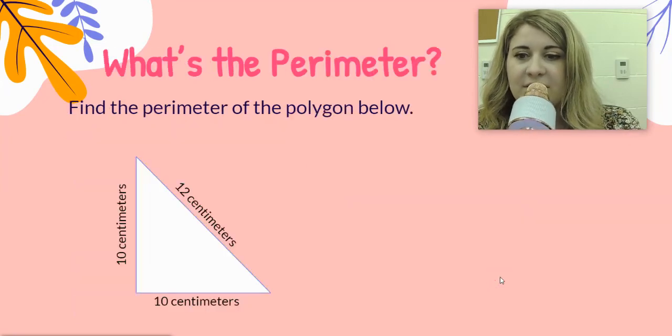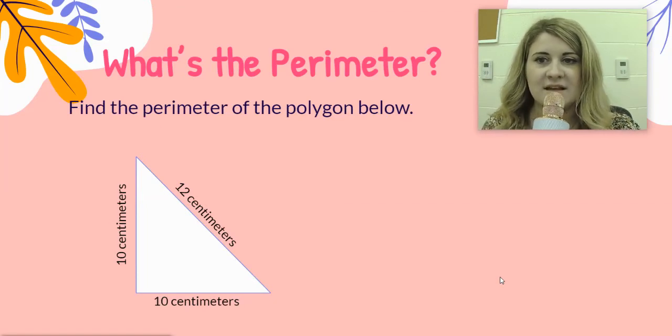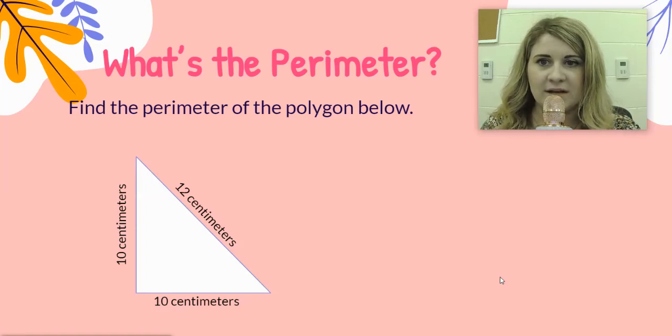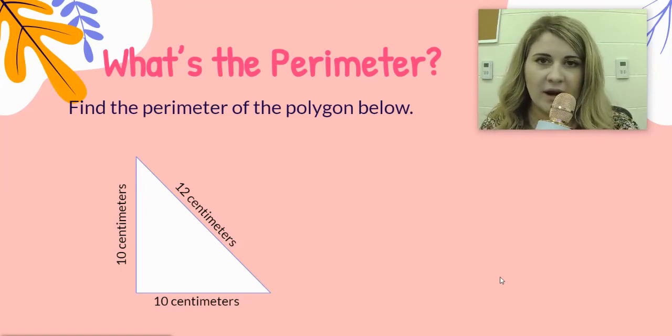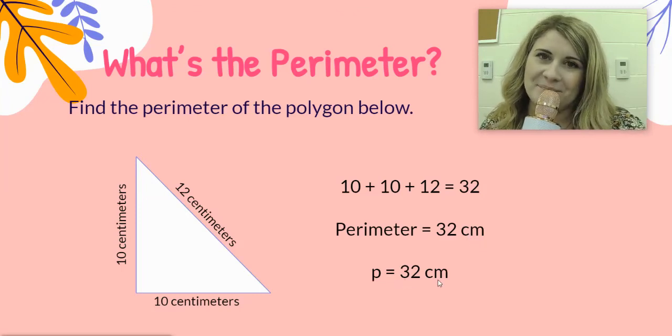So let's see if we can figure this out together. We have a triangle here. It gives us the length of each side. One side is 10 centimeters, one side is 12 centimeters, and the bottom is 10 centimeters. So what we're going to do to find the perimeter is just add all of those numbers together. 10 plus 10 is 20, and 20 plus 12. Put 20 in your head, count up 12, or write down 20 plus 12 and line up the ones and tens place and add it up. Either way, you're going to get 32. So our perimeter is 32 centimeters, and I abbreviated centimeters with cm because that's the abbreviation. So you could put P equals 32 cm because that is our perimeter of the whole shape.